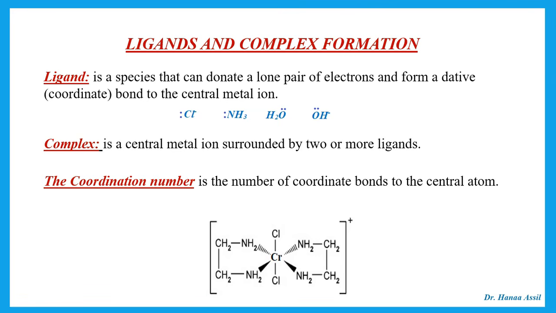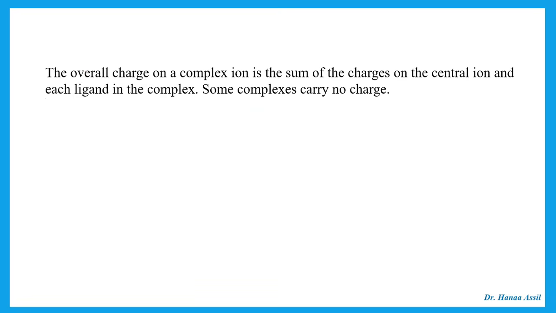So for example, this is a complex between chromium and 2 types of ligands, chloride and the diamine part. These form a total of 6 dative bonds to the chromium, so the coordination number here is 6.